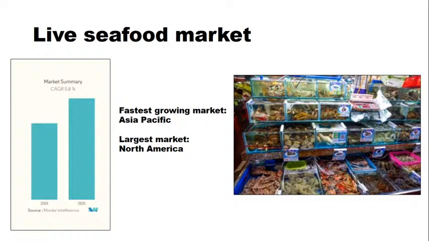chain toward the region. The picture over here on the right side is how usually the restaurant or the seafood trader sold their live product to end consumers in China.